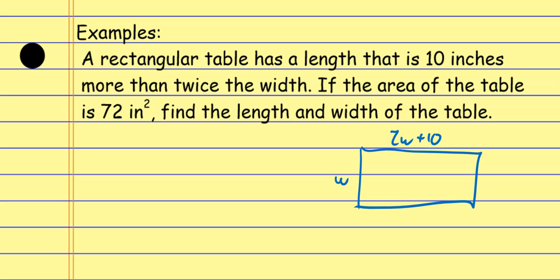And so if I wanted to find the area of this thing, area of a rectangle is just length times width. And so this would be W times 2W plus 10. That's the area of the rectangle. We want that to equal the 72, all right? And so I want to solve this thing.